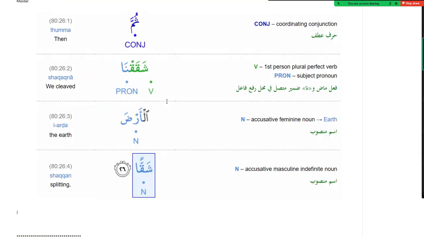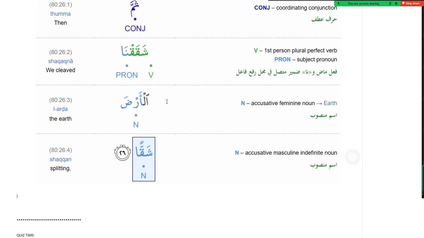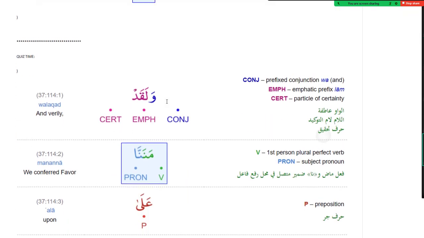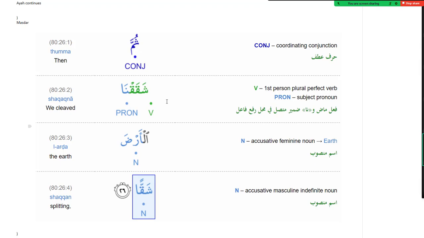ثم شققنا الأرض شقا. Tell me what is that mean? What are the words? What is the pronoun? MashaAllah. Shaqaq. Shaq. Masdar. Yeah. ثم شققنا الأرض شقا. شققنا is first person plural نحن. Okay, we. And then شقا is the noun, right? Masdar. So شقا, it comes from the same root letter. It could be maf'ul mutlaq too.